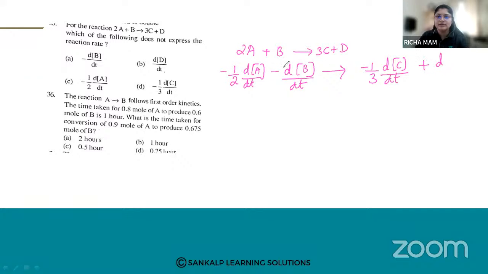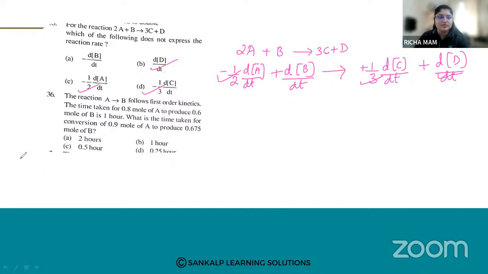Plus d by dt. So this is correct. No, sorry, this is plus, no. Just a second. When we write the rate equation, it is d by dt, correct? Then this is correct, and this is correct. Minus 1 d by dt. So this will be plus d by dt when it goes there.